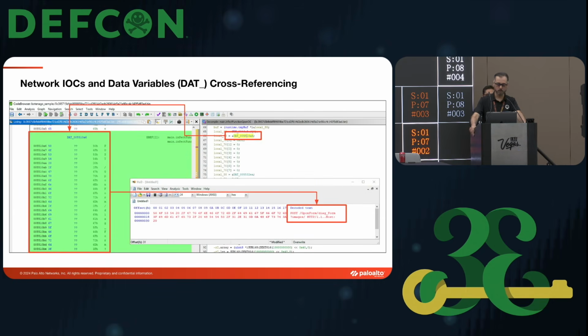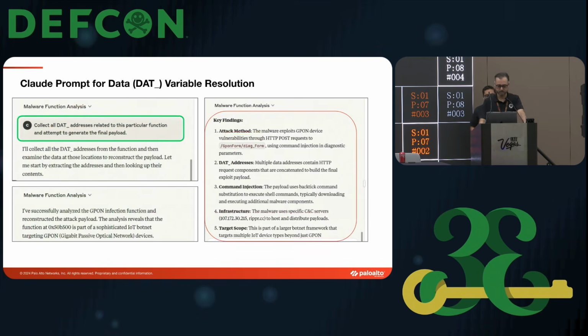In the next slide, we see the network IOCs, and we just want to know what is happening. We are able to match the DAT cross-referencing and the POST request, which is obviously part of the strings that we already know. So now that we have this information, I just ask it to collect all the DAT addresses related to that particular function and attempt to generate the final payload.